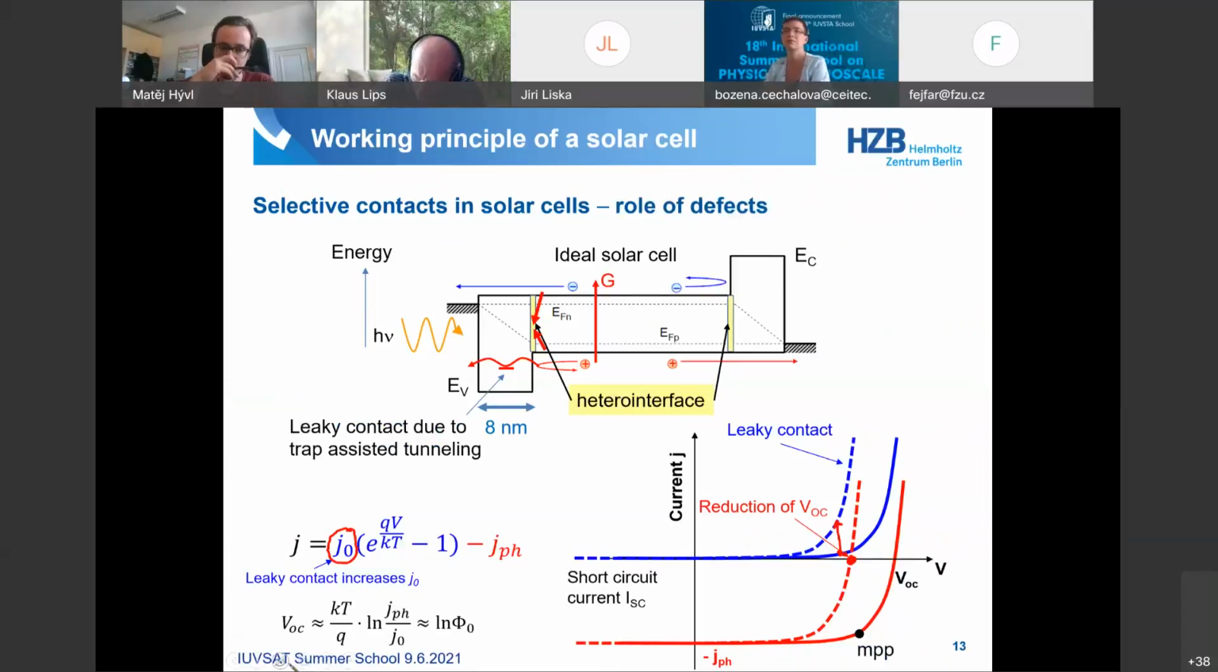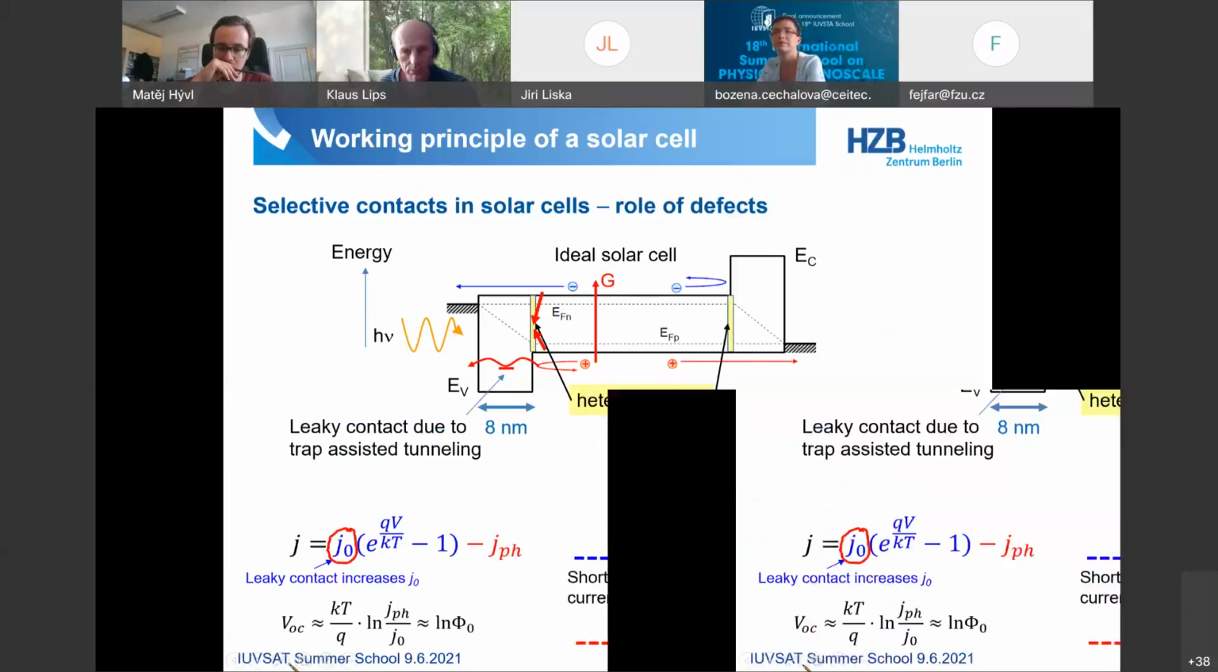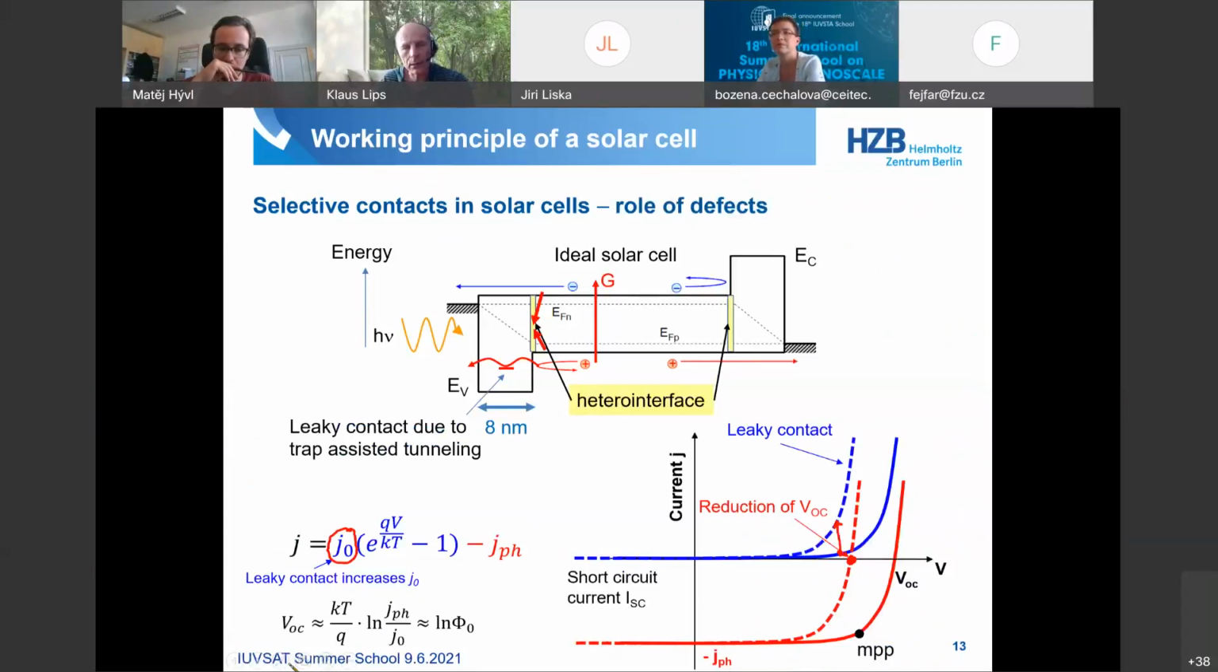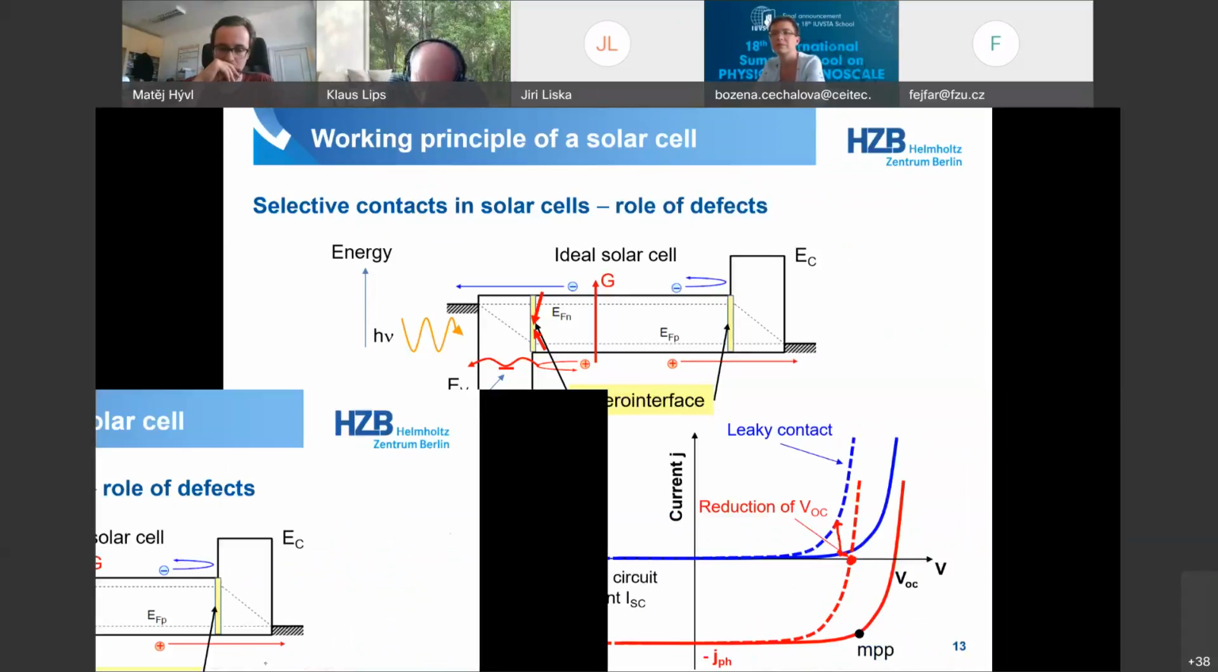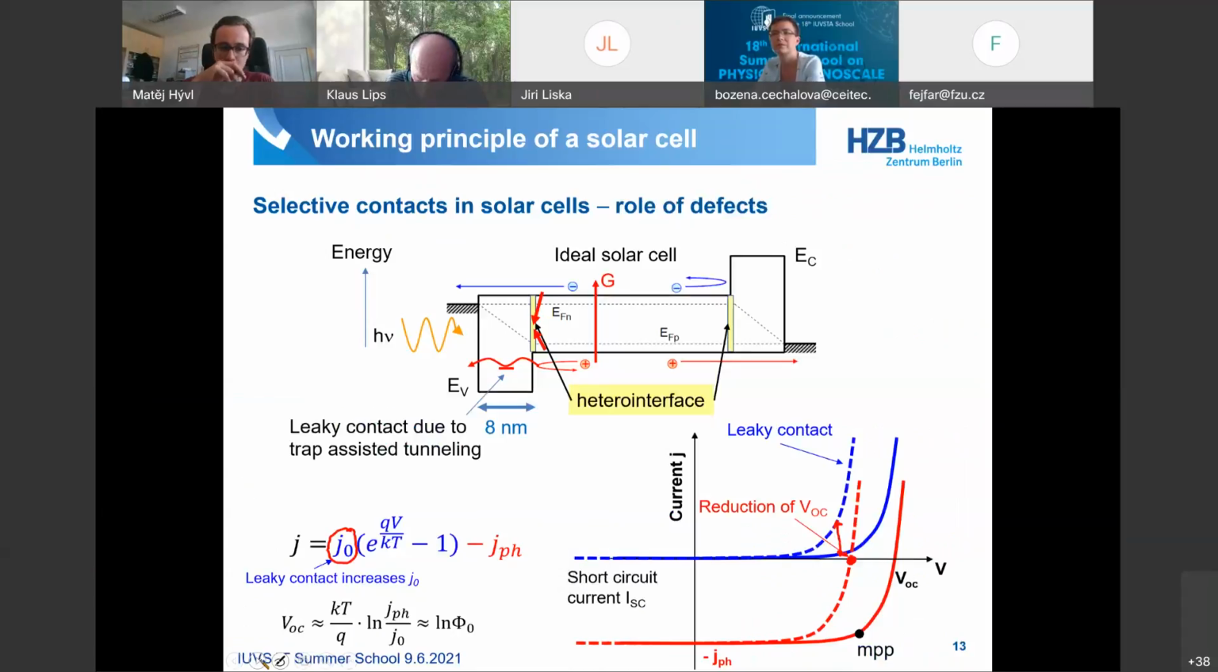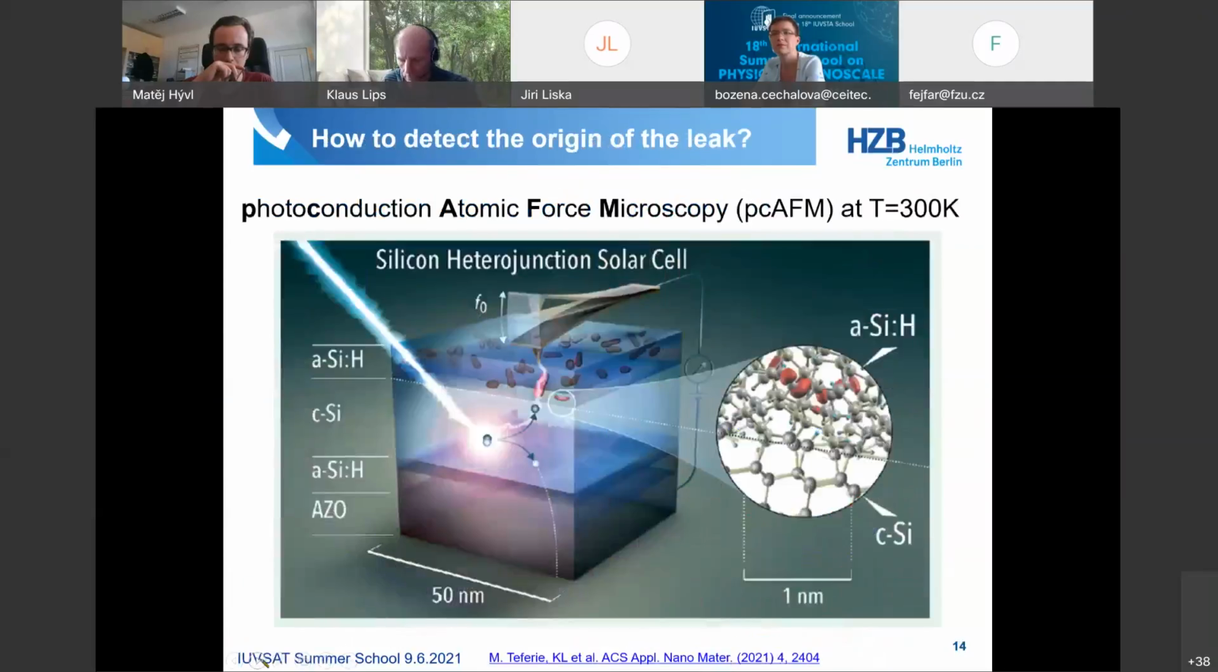Now, how do we know that we have such a leaky contact? We don't. There's many ways in how you get leaky contacts. This is one example that many people have thought about. And I will now show you an experiment how you can really measure that this is a leaky contact in the solar cell. And this is a very recent publication. So what I'm showing here is work that has just been published.